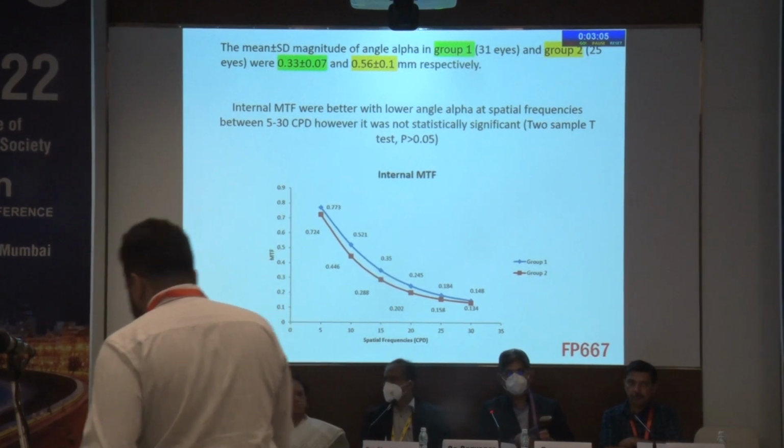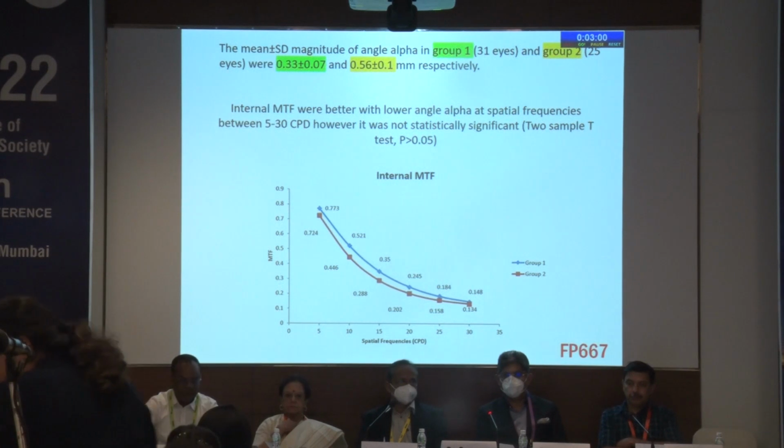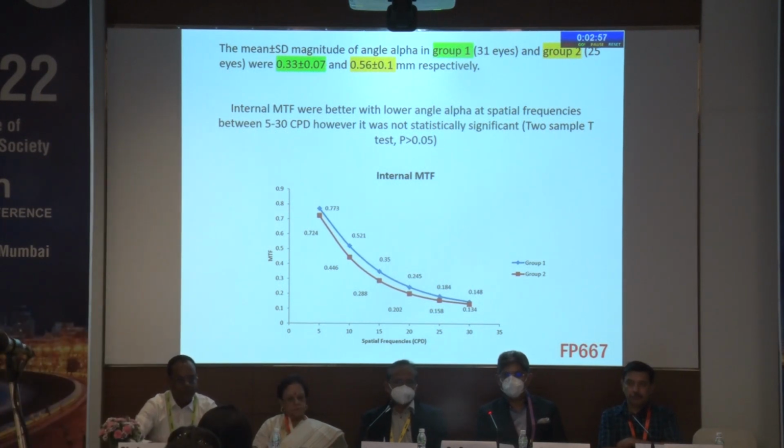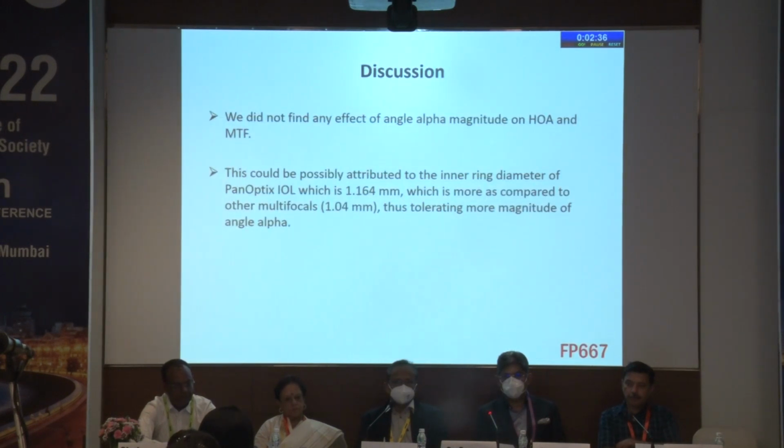The mean angle alpha in group 1 was 0.33 millimeters, whereas in group 2 it was 0.56 millimeters. Internal modulation transfer function were better as seen in this graph with lower angle alpha, that is in group 1 as compared to group 2. But this difference was not statistically significant. The internal higher order aberrations were similar in both the groups. So we did not find any effect of angle alpha magnitude on higher order aberrations and modulation transfer function in patients implanted with Panoptix trifocal lens.